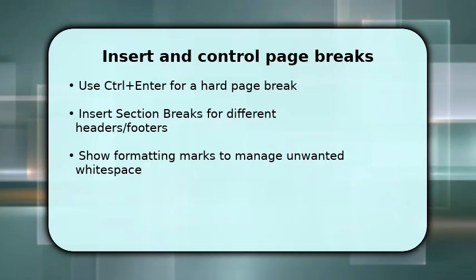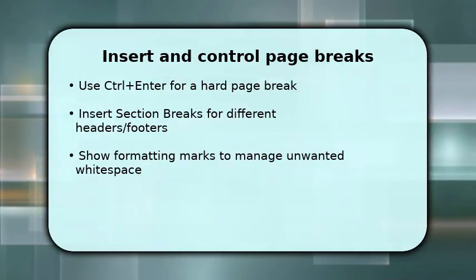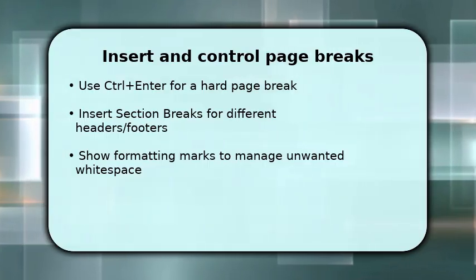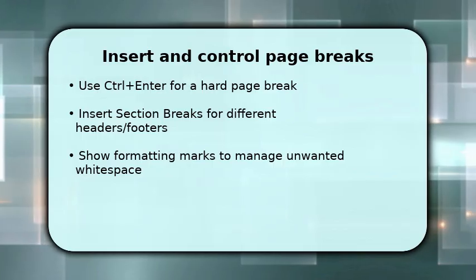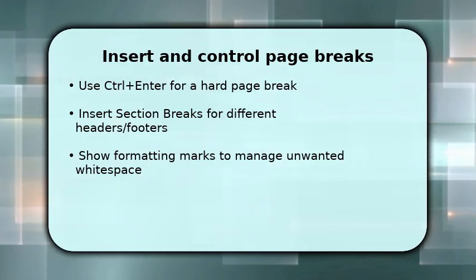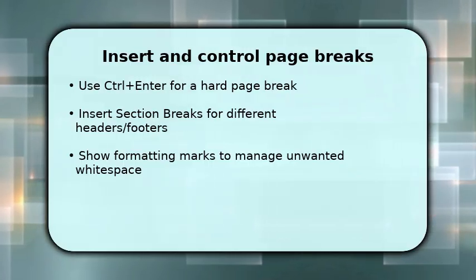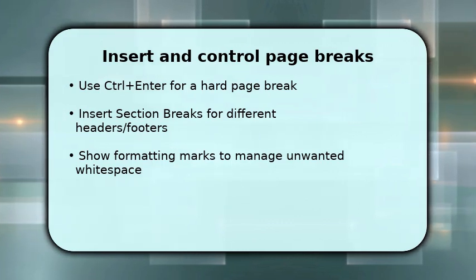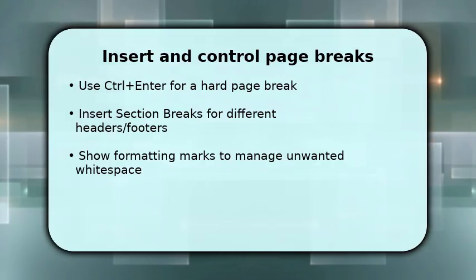Use Control+Enter to force a hard page break when you need a clean split, and insert section breaks when different headers, footers, or margins are required across parts of the document. Make sure to show formatting marks so you can see paragraph returns and page break markers. That visibility explains unexpected gaps. Adjust paragraph spacing or widow/orphan control under paragraph settings to refine flow and keep lines together.